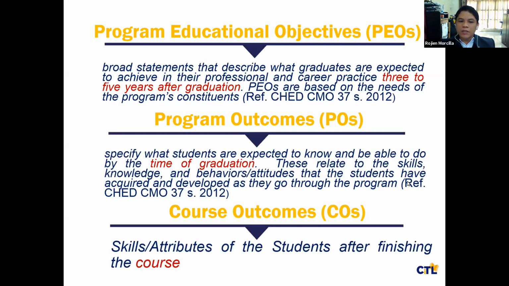And the course outcomes are the skills and attributes of the student after finishing the course. So it's clear, no? The difference between the three: PEOs at 3 to 5 years, program outcomes after graduation, and course outcomes after finishing the course.